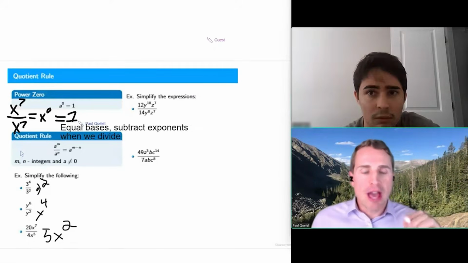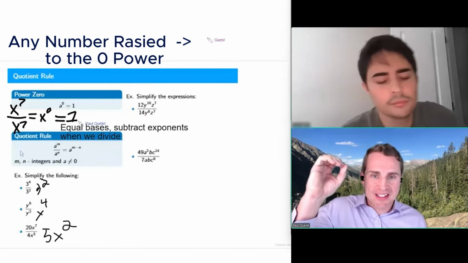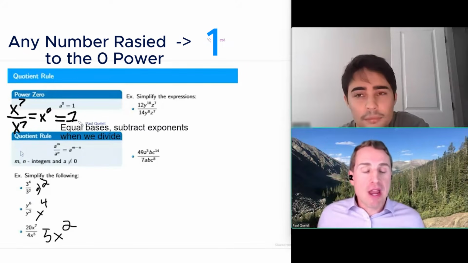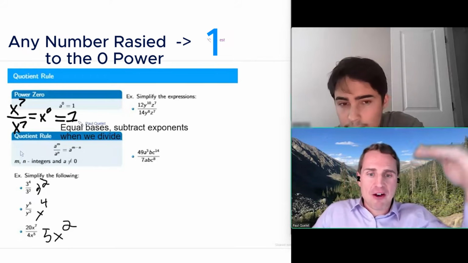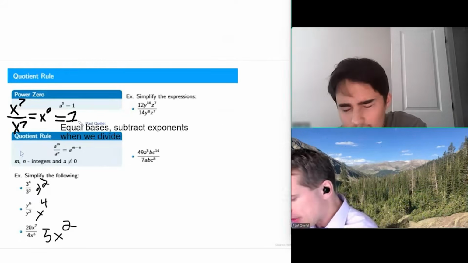Anytime you have any number or any variable raised to the 0 power, it always gives you 1. Because the way to think about it is, it's whatever power you want to think of over itself, and they would just cancel, so you get 1. That's why this power 0 rule exists.